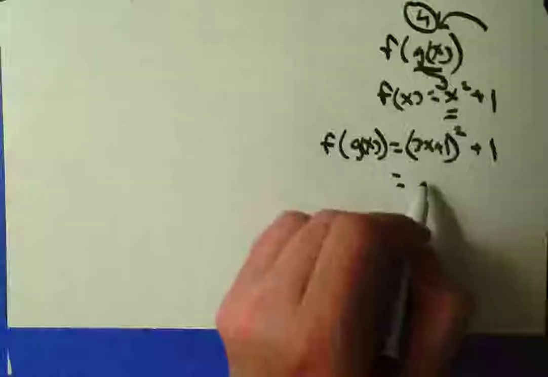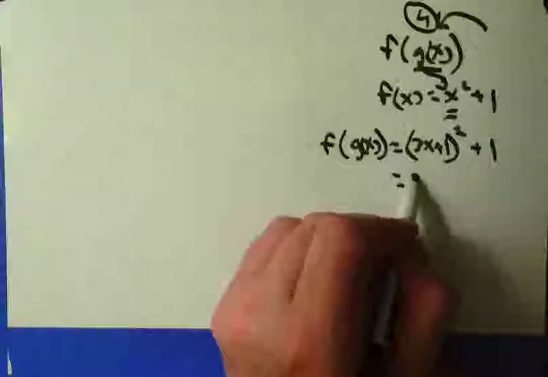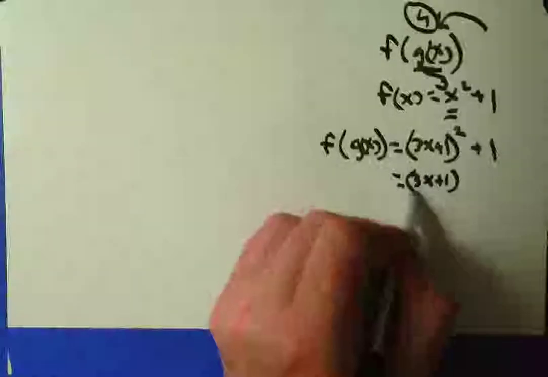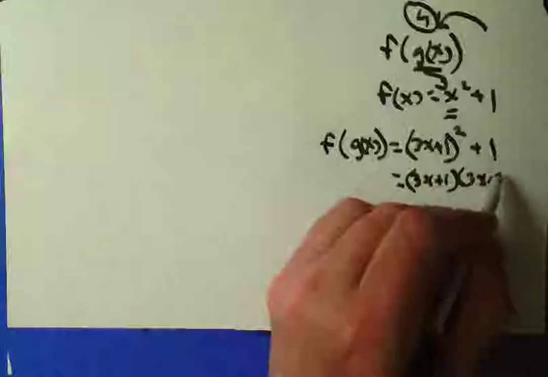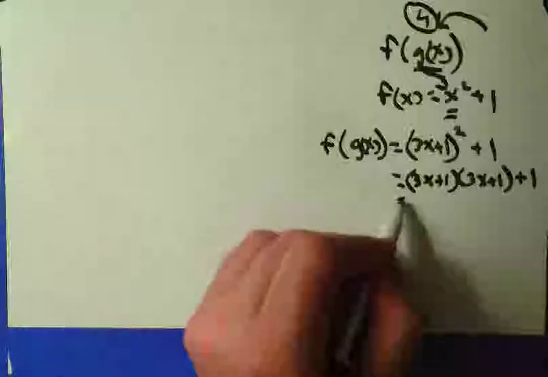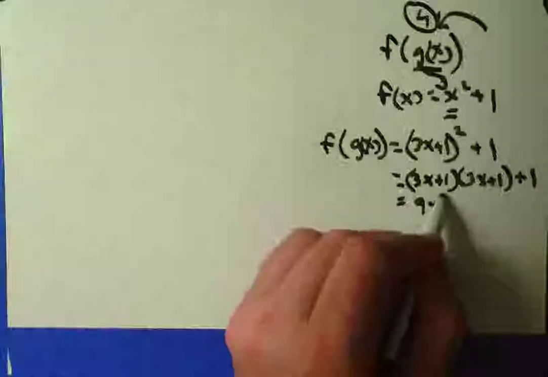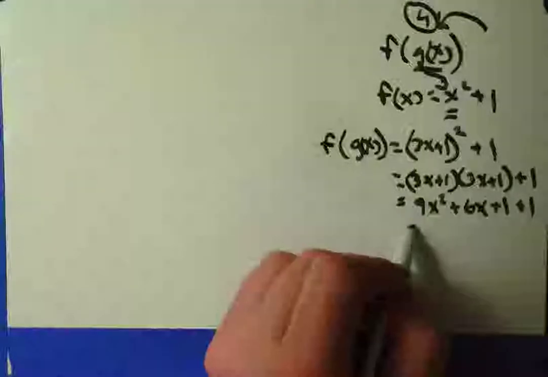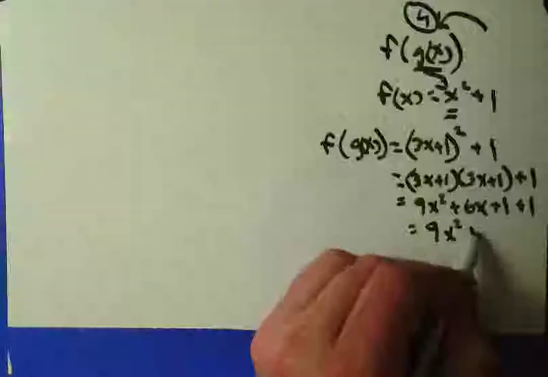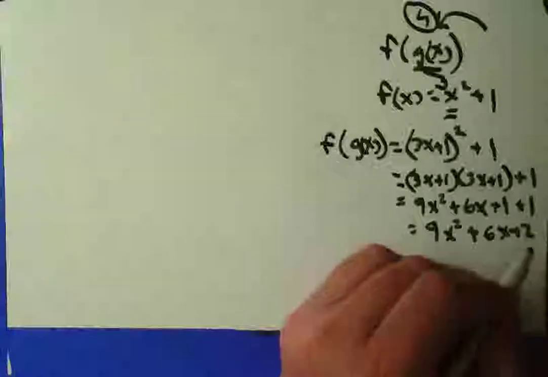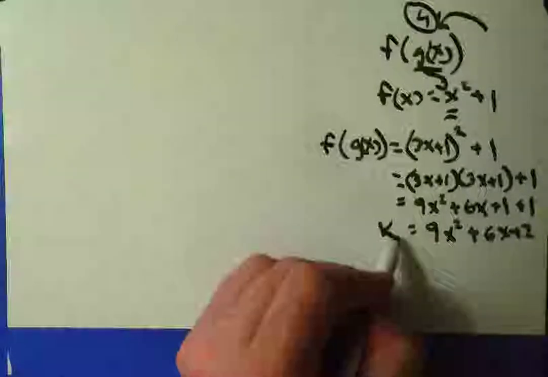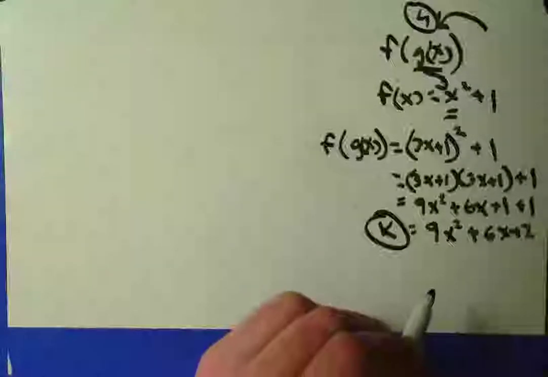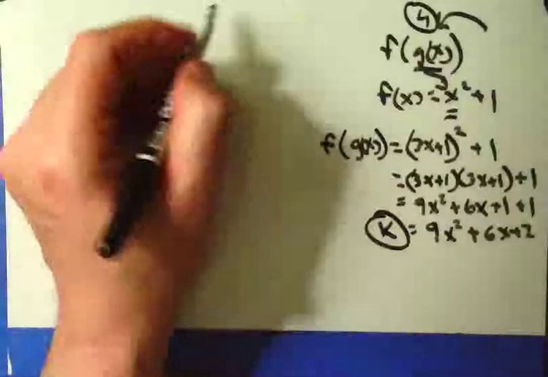Remember, this is foiling. This is not applying the exponent. It's 3x plus 1 times 3x plus 1 plus 1. When I FOIL here, I get 9x squared plus 6x plus 1 plus 1, or 9x squared plus 6x plus 2. And that corresponds with choice K. K for number 4.